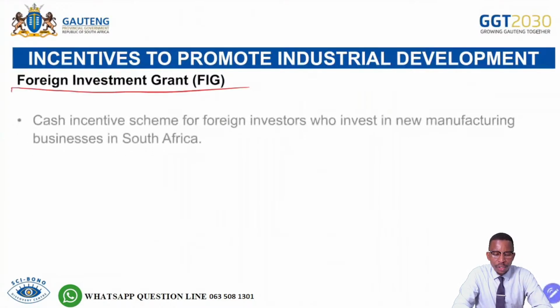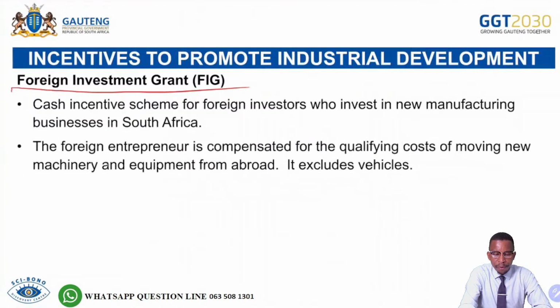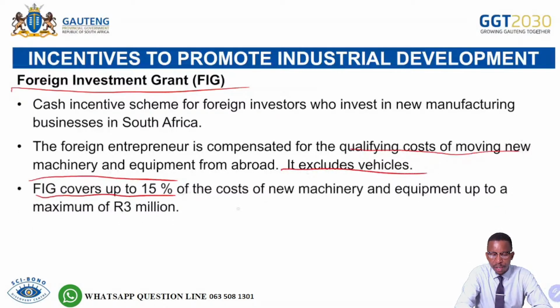This one focuses on providing an incentive to attract foreign investors, or FDIs, to come and invest in South Africa. So the foreign entrepreneur is compensated for the qualifying costs of moving new machinery or equipment from abroad, which excludes vehicles. FIG covers up to 15% of the cost of new machinery and equipment, up to a maximum of 3 million.